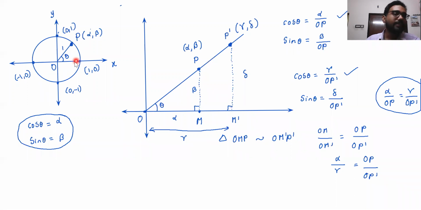If we take the distance as 1 unit, then it will be very easy. So why for first quadrant angles are all positive? Because in the first quadrant alpha and beta are positive, right? And the distance is always 1 unit, which is anyway positive.